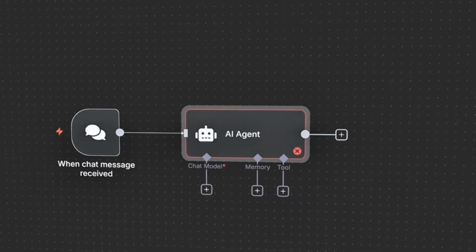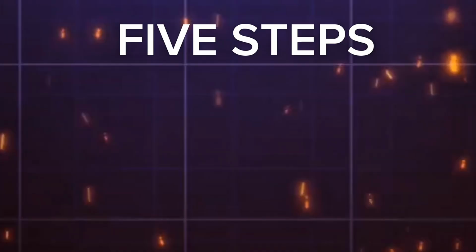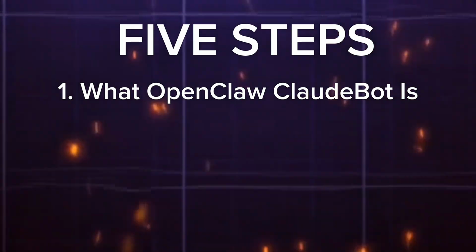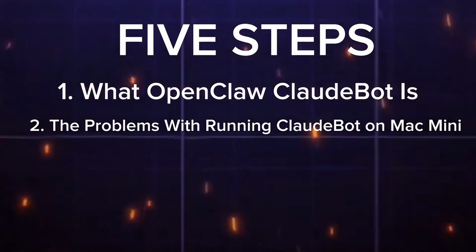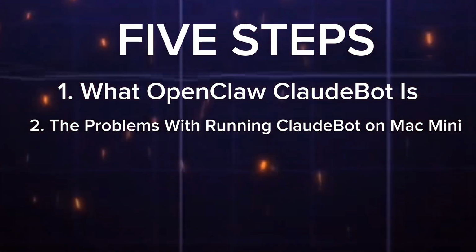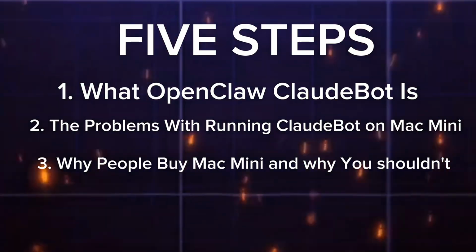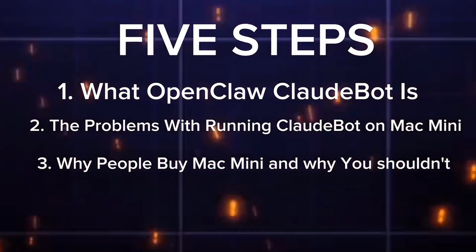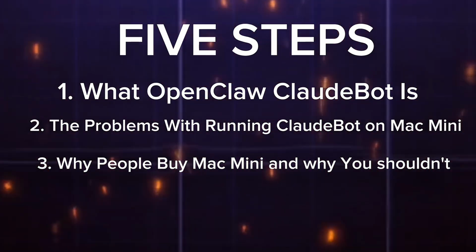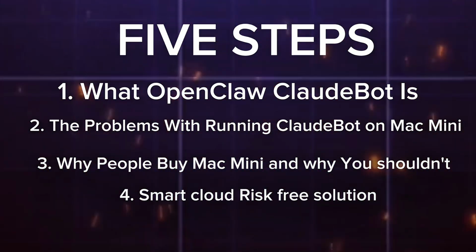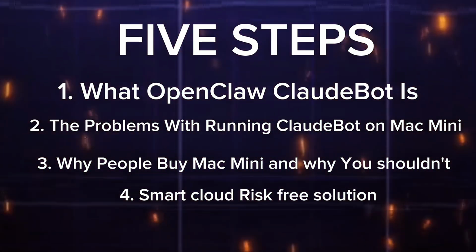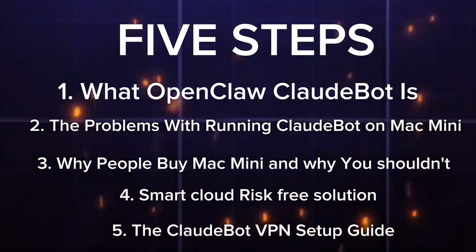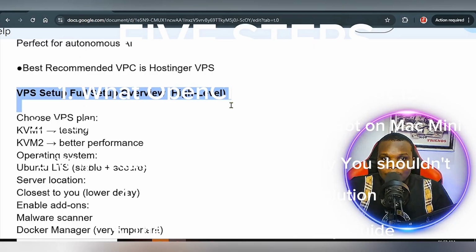So in this particular video, we're going to be doing only 5 simple steps. The first step, I'm going to be showing you what OpenClaw Clawdbot is and how it works. The second step, I'm going to be showing you the big problem with running your Clawdbot with an outdated method. And the third step, I'm going to be showing you why people buy Mac Minis and why it is not ideal right now if you want to set this up properly. All right, next, I'm going to be showing you the smart solution to actually set this up and also the VPS setup that you can actually use right now. So without further ado, let's get into the video of the day.